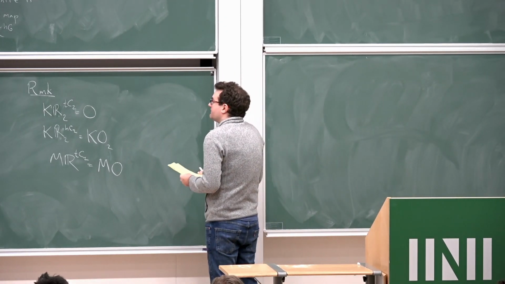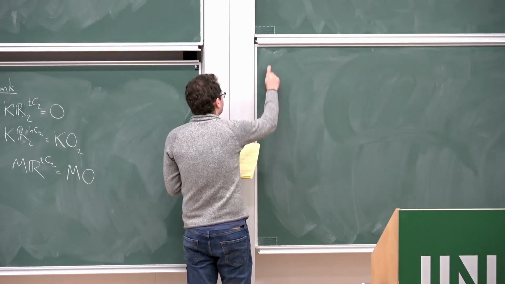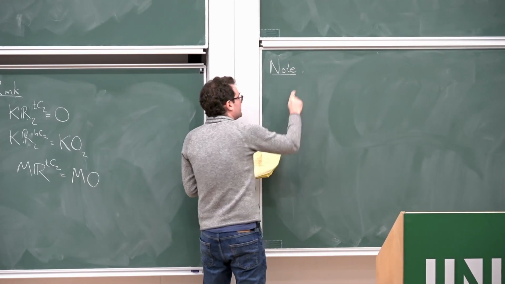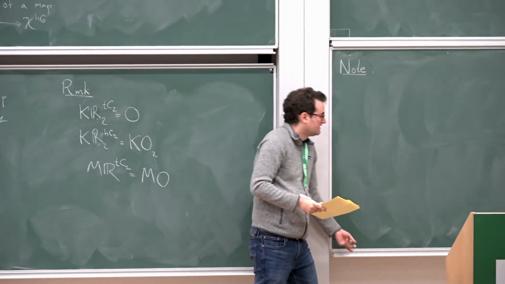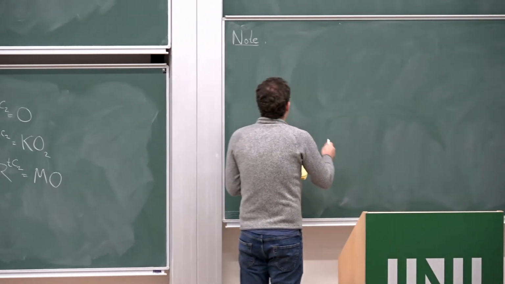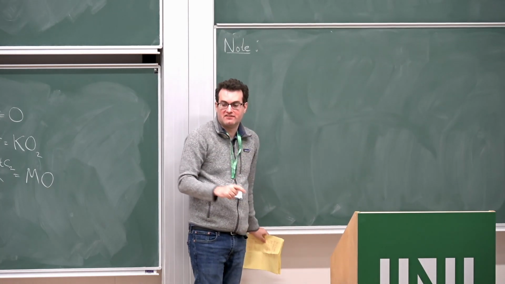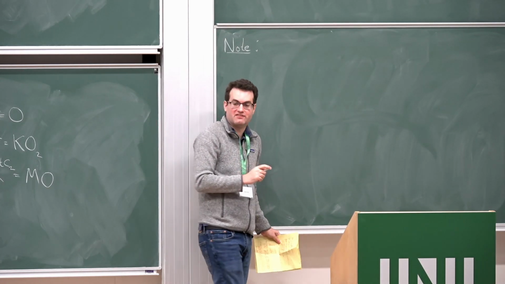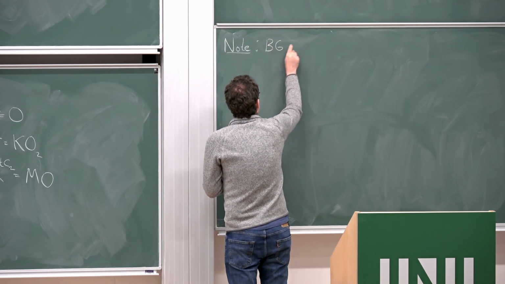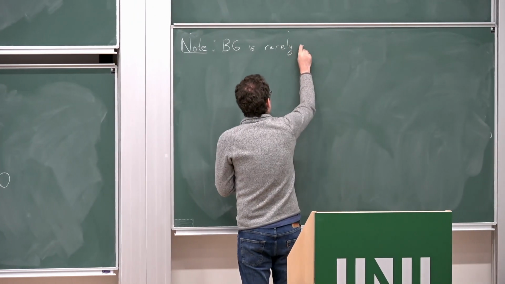But it took a while for me to really feel like it was a motivated notion. It's a notion that's maybe the center of this conference and semester: to study genuine equivariant homotopy theory as opposed to this Borel equivariant homotopy theory. So maybe just to note, BG is rarely a compact space.